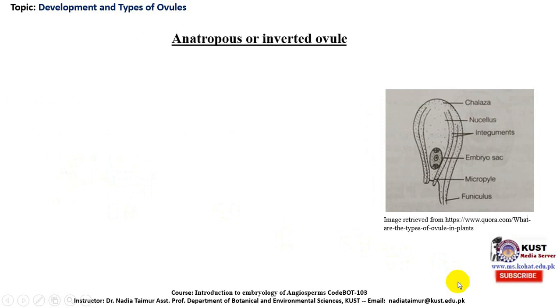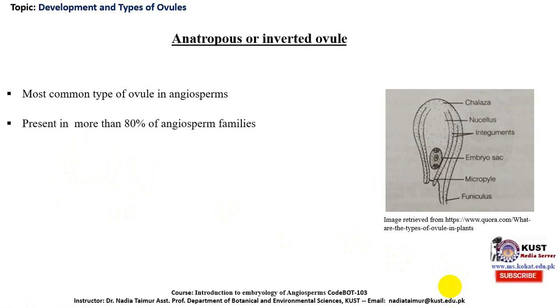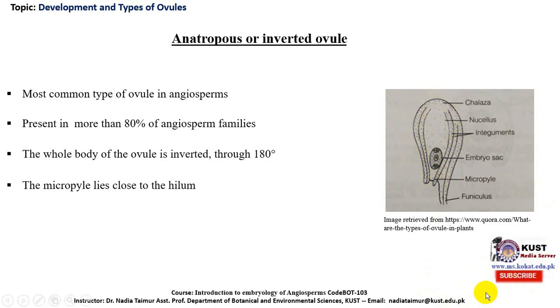So the next ovule is Anatropous or inverted ovule. Anatropous or inverted ovule is the most common type of ovule found in angiosperm families. Nearly 80% of the angiosperm families contain the Anatropous ovule. Now, in this type of ovule, the whole body of the ovule, as you can see, is inverted through 180 degrees. And due to this, the micropyle lies close to the hilum here.